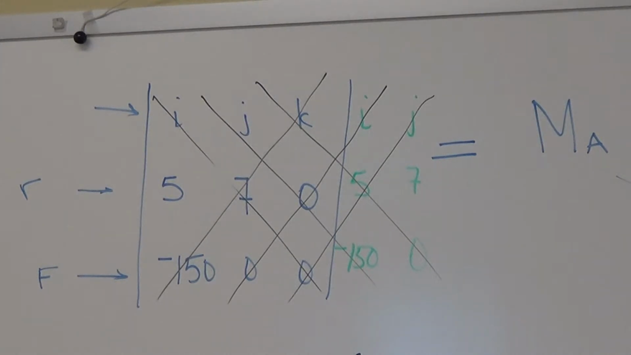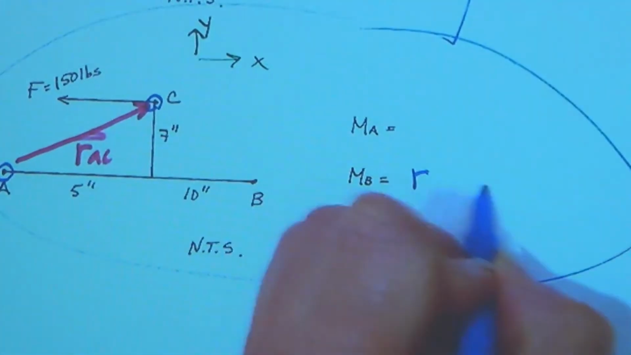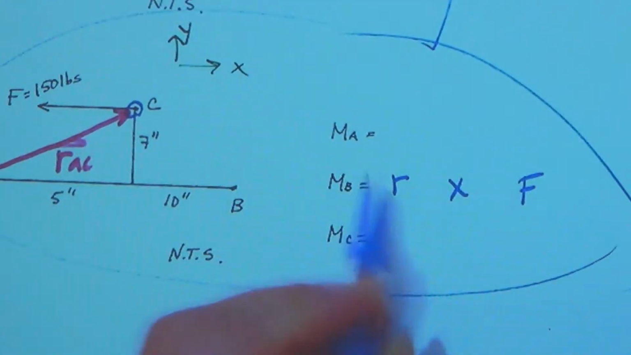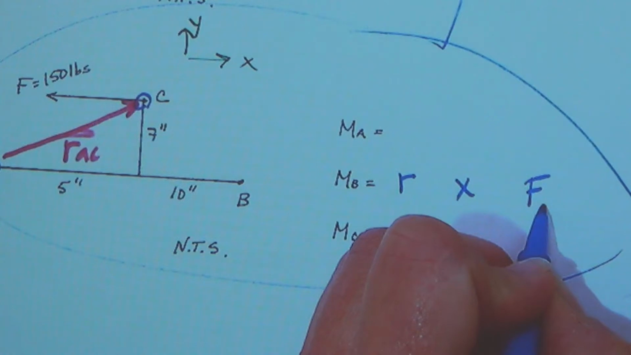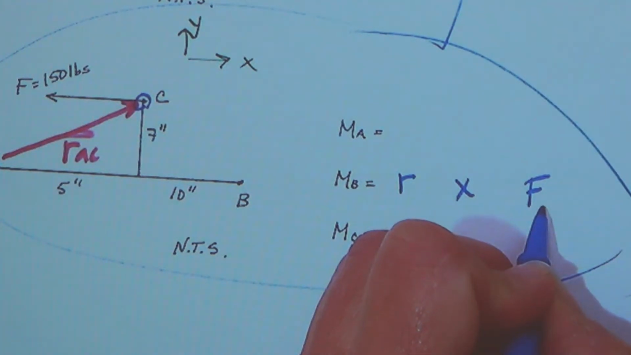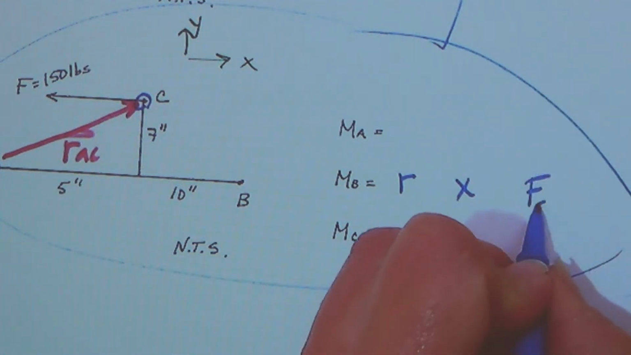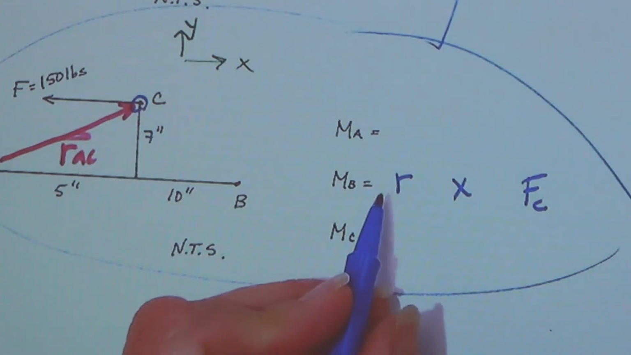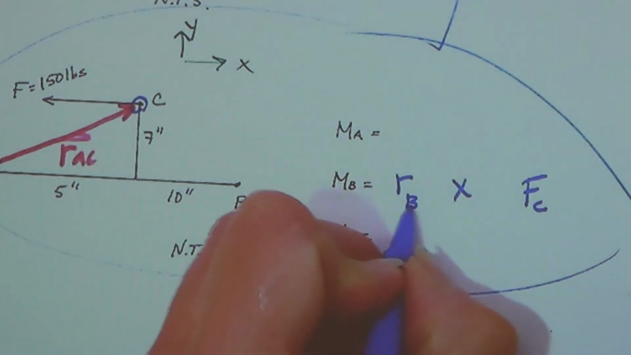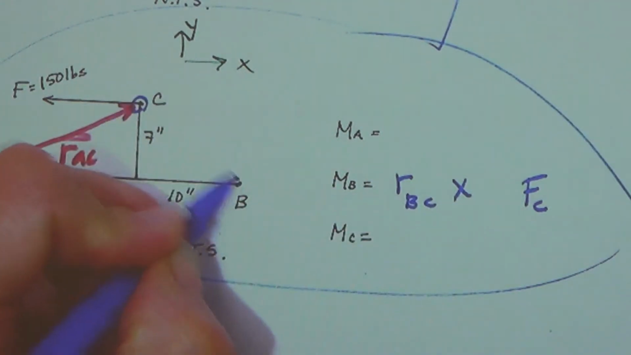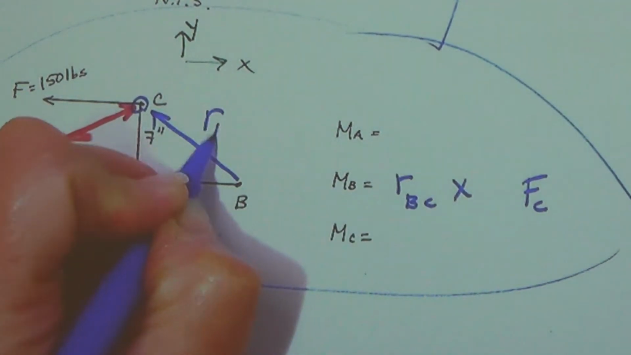Okay, so how about now MB? Chelsea, are we up to you, I think? Yeah. Okay, so M is equal to R cross F. What is the subscript for F? For F, it would be C. And then R goes from B to C. Right, so here is my RBC.